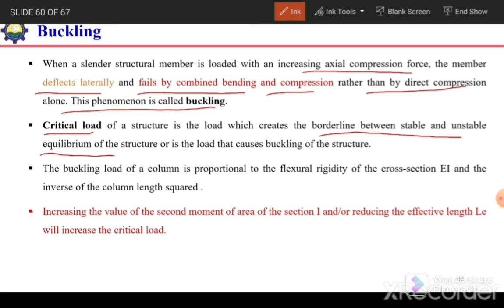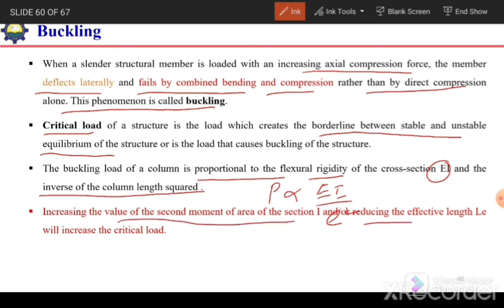The buckling load of a column is proportional to the flexural rigidity, EI, and inversely proportional to the column length squared. So it is proportional to EI and 1/L squared. The larger the flexural stiffness, the larger the critical buckling load. It means our structural member will be able to resist higher load before buckling, and the smaller the length, the larger the buckling load. So increasing the second moment of area of the section and reducing the effective length will increase the critical load.